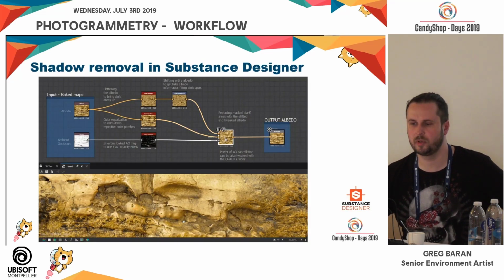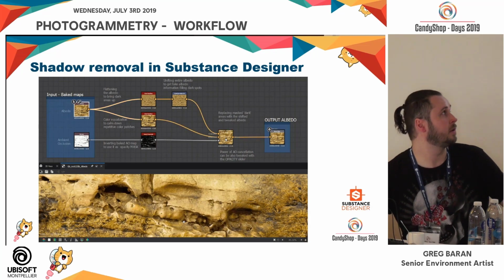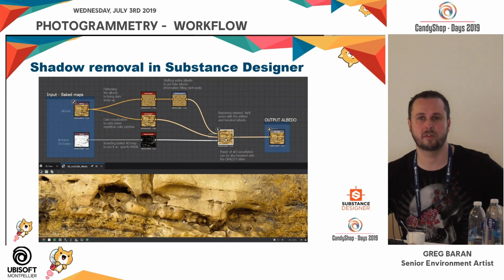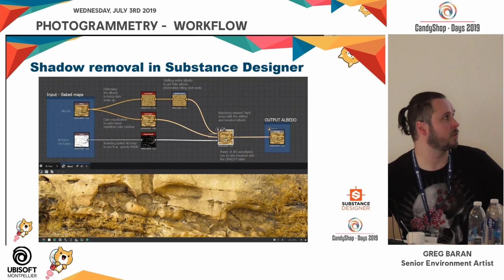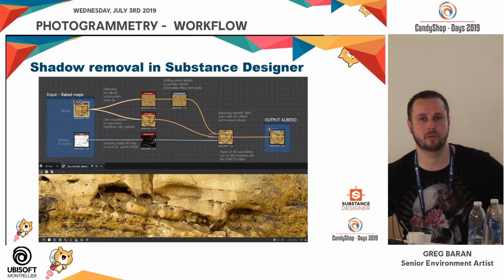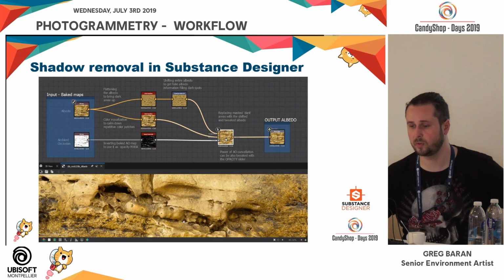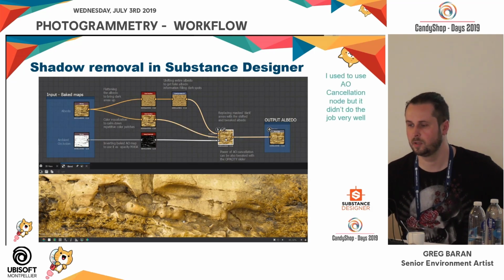And I'm also removing shadows. I used to use the ambient occlusion cancellation node, but I found it's pretty glitchy, so I recently designed something which works better in my opinion. I'm using an ambient occlusion mask to tell myself where the shadows are, and I'm using 2D transformation nodes to fake the data which is missing. So it's a pretty easy process, but it works.